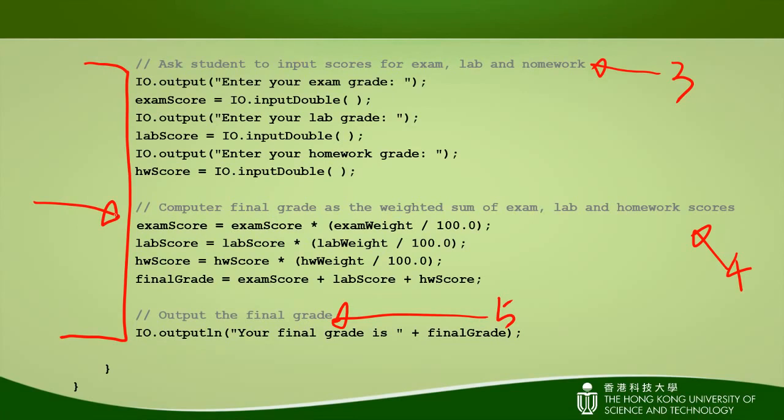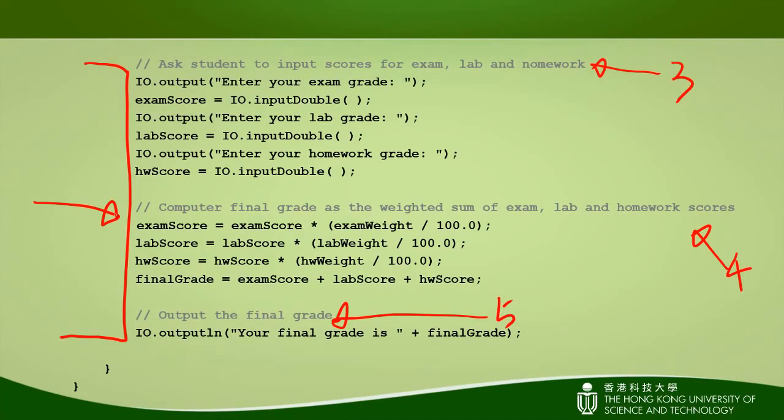Notice that the block of statements under step 3 would prompt the user to enter exam grade, NAP grade, and homework grade using the IO statements IO.output and IO.input double. There is another statement, IO.output_len, under step 5. I will come back to these IO statements when we discuss simple IO towards the end of this lecture. I will also discuss what each of the statements under step 4 means in more detail.